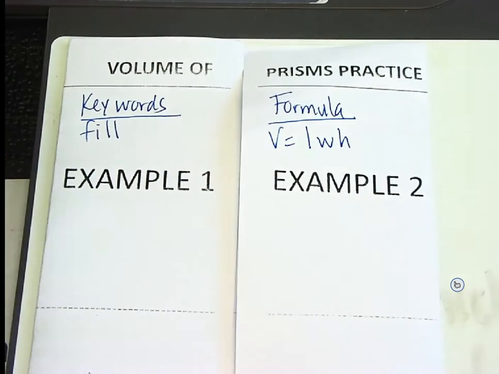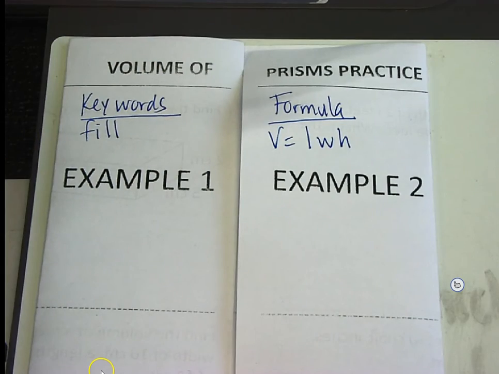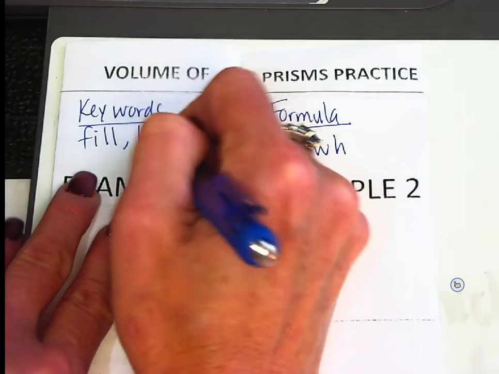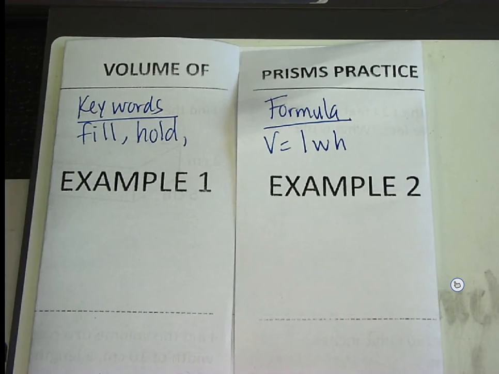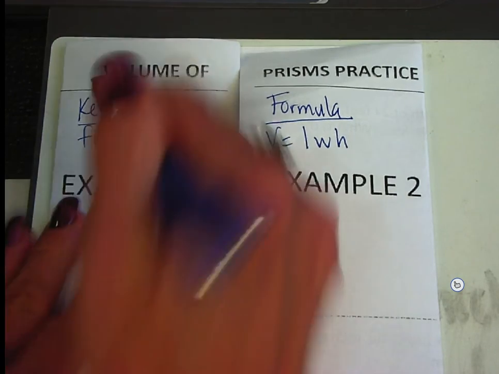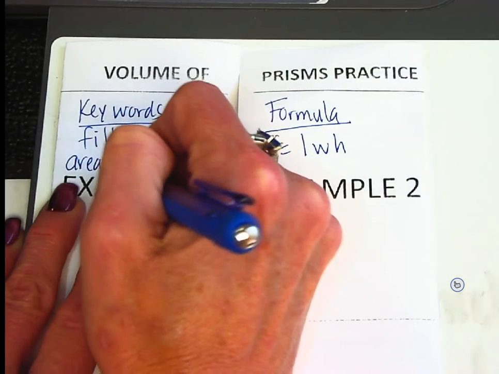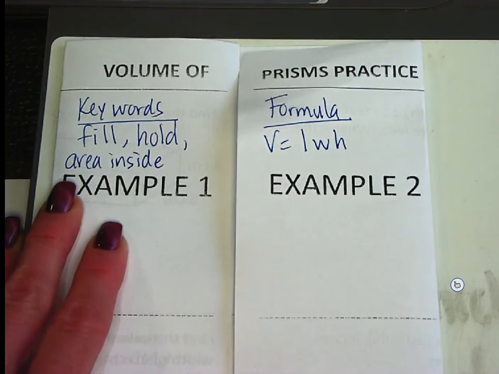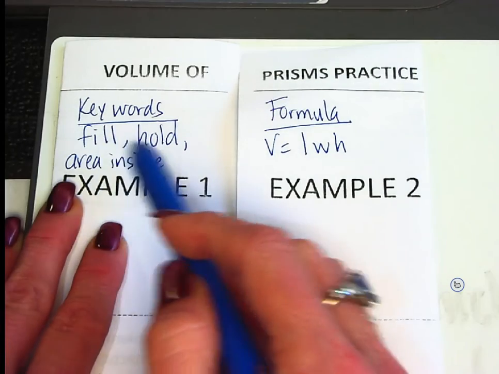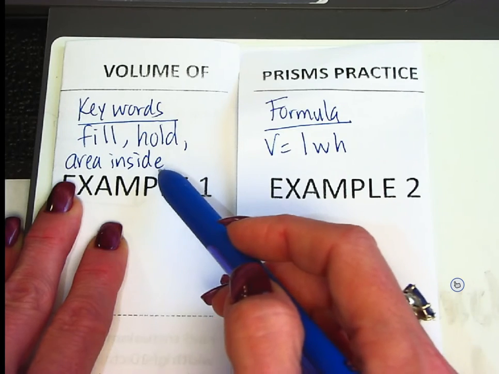So if I'm filling something up, okay, how much will something hold? Those are key words. That's another key word for volume. Skylar? Area inside of a shape. Area inside of something. It doesn't even have to be a shape. So these are all clue words that help us know that we're going to calculate the volume.